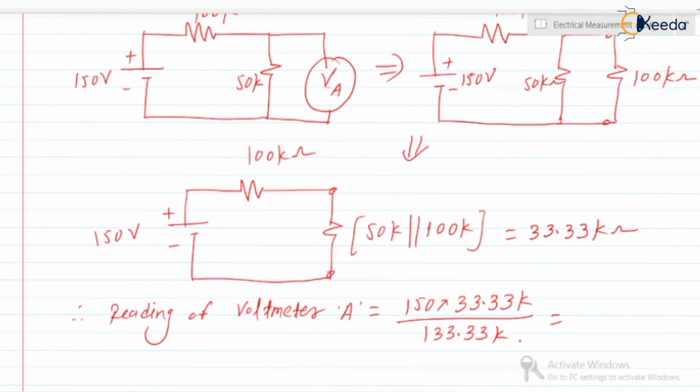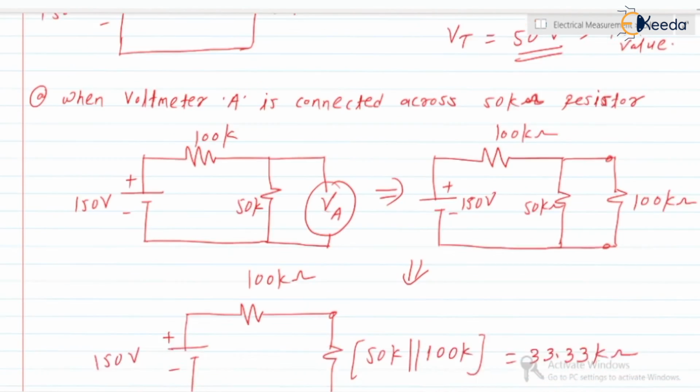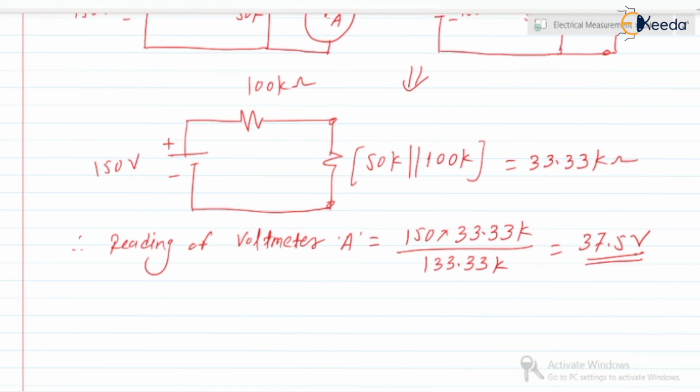So it will be equal to 150 into 33.33 divided by 133.33, which is 37.5 volt. This is the reading of the voltmeter actually. But the true value is 50 volt, right? And the measured value is nothing but 37.5 volt.